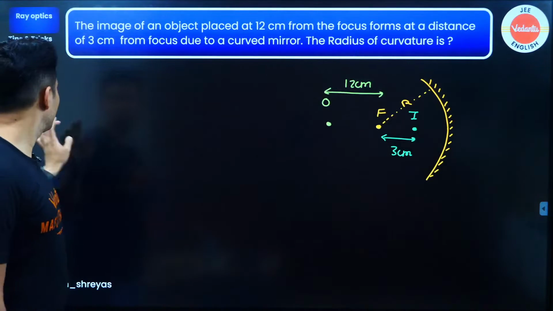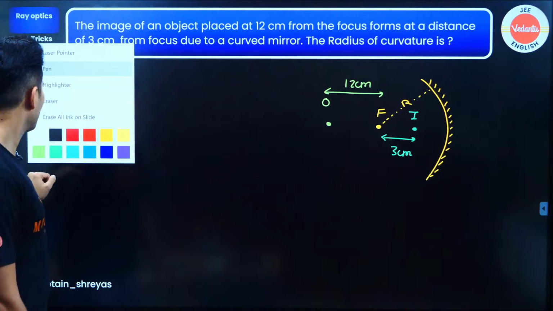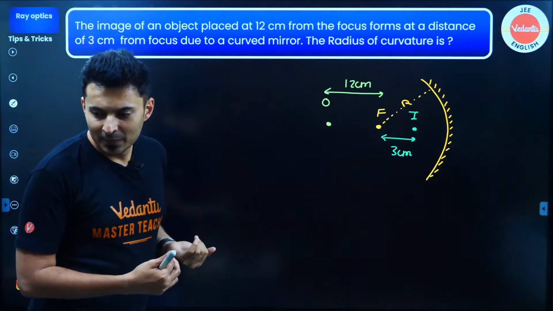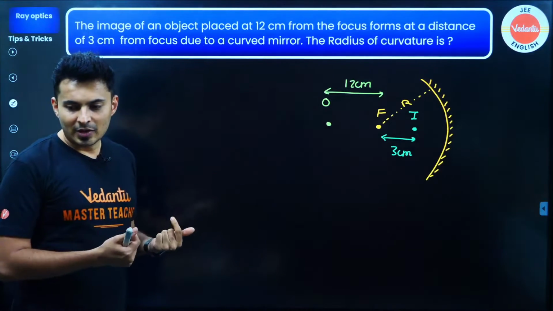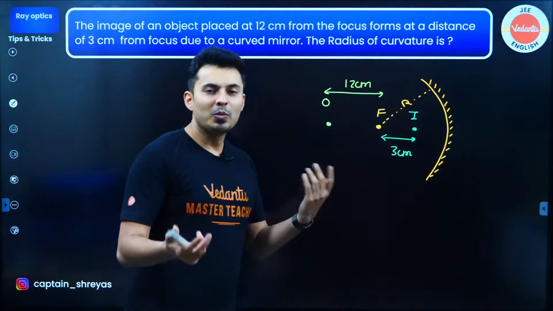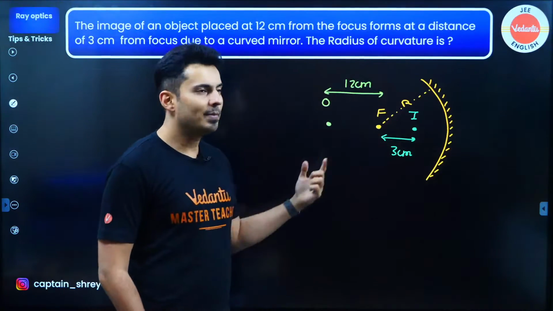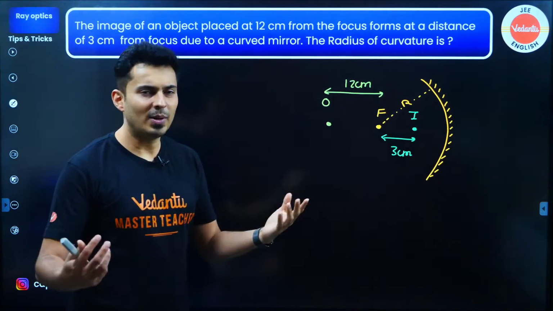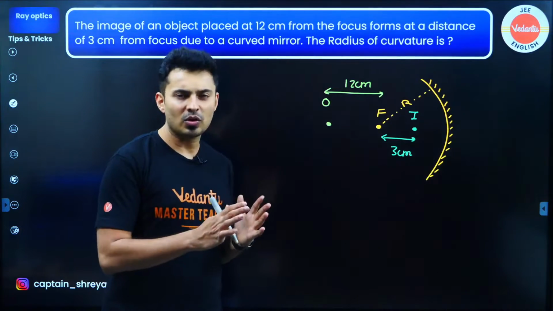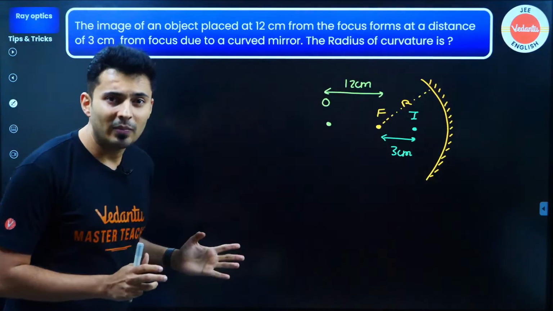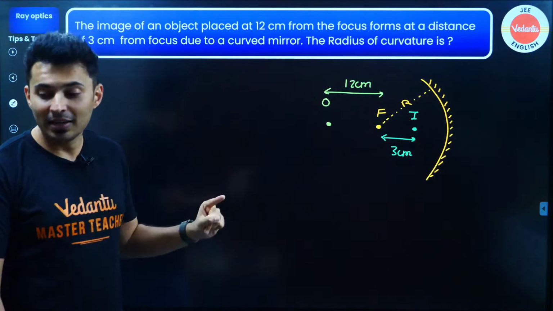Okay, so how do we do this question? A lot of you might be starting to use your mirror formula. You will think, okay, let me assume the focal length to be something, let me use the mirror formula 1 by V, 1 by U, 1 by F, and then try to solve it. Trust me, it is going to be very complex. But there is a simple trick to it.